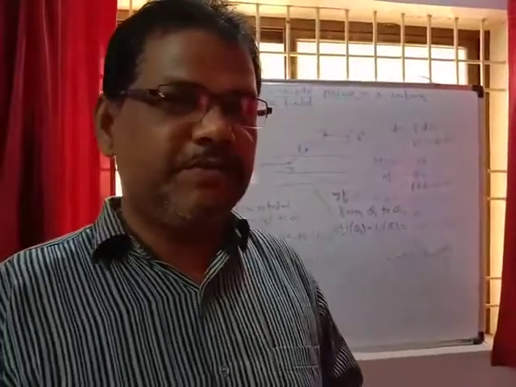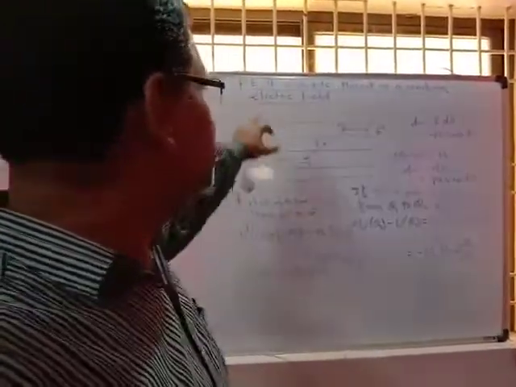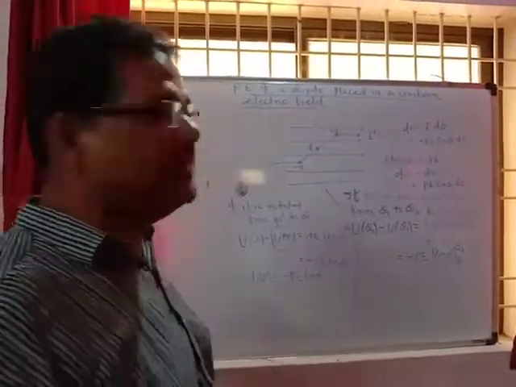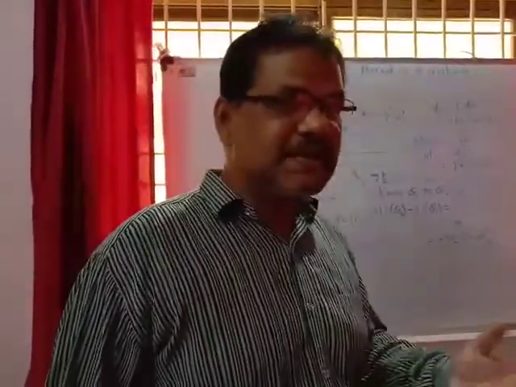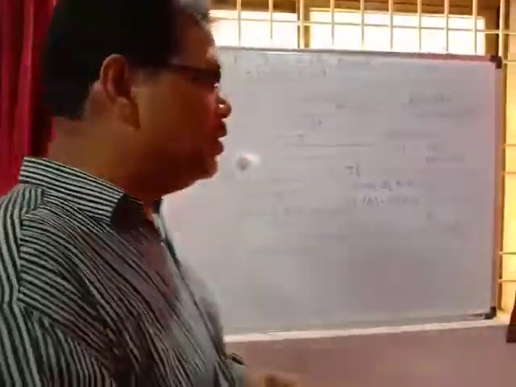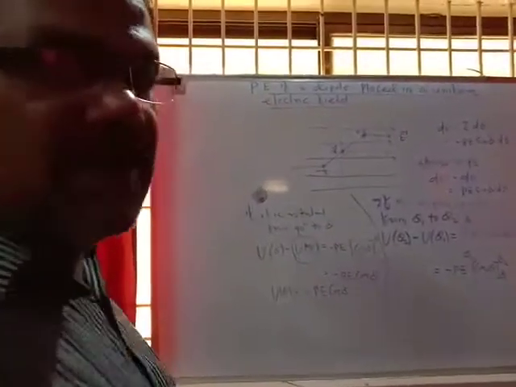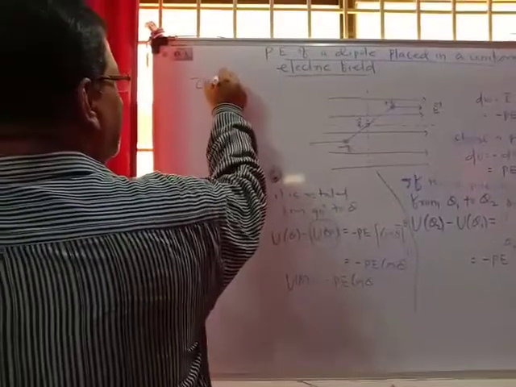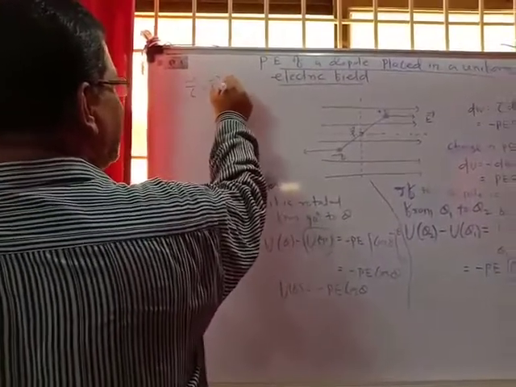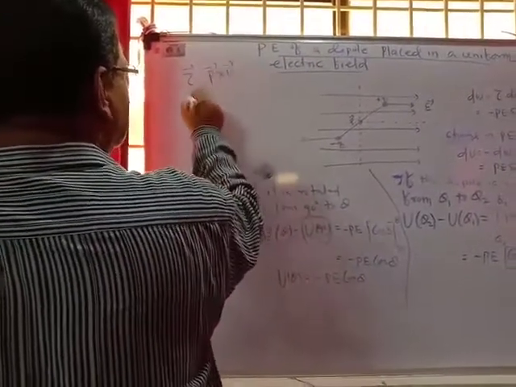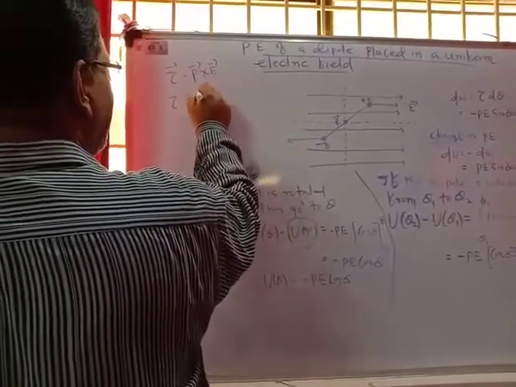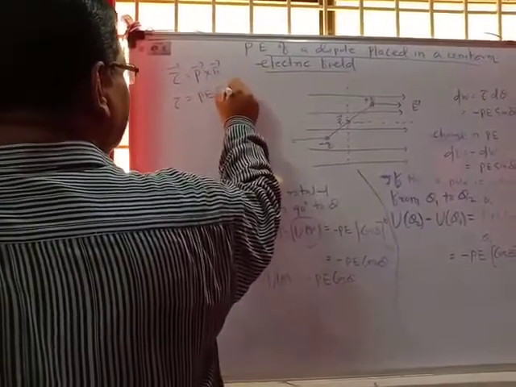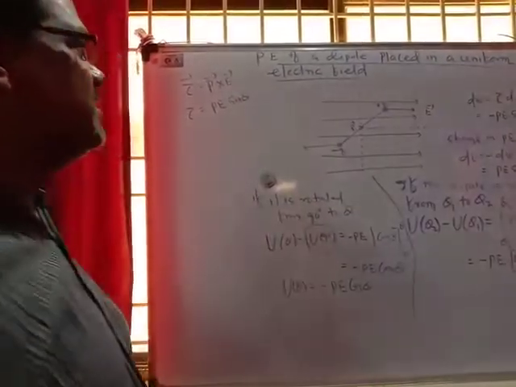Students, today we have to discuss the electric potential energy of a dipole placed in a uniform electric field. In the last class you already discussed the torque acting on a dipole placed in a uniform electric field. You know the formula for the torque: tau equals P cross E vector, or tau equals PE sin theta.